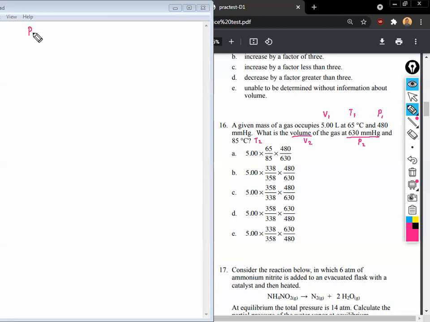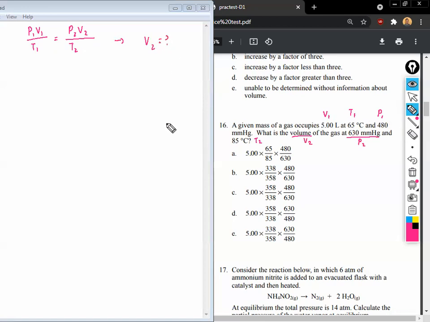If you remember the combined gas law equation, it's P1 V1 over T1 n1 equals P2 V2 over T2 n2. If you take a look at it, we have all these variables except moles. It says it's a given mass, so the amount of gas we have doesn't change. So we can get rid of the moles because they're going to stay the same. It's asking us to find the new volume of the gas, so we're going to be looking for V2.